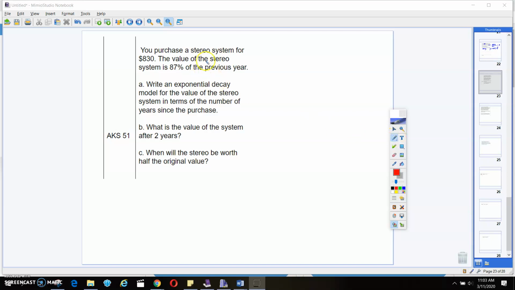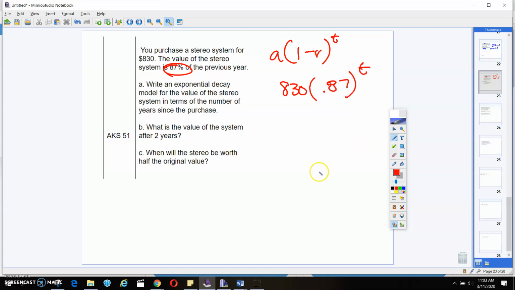Okay, so on this one, you know that it's going to be a decay formula. They're telling you that it's 87% right here. If they tell you a percentage, that's already going to be what this is. So you're going to say 830 times 0.87 raised to the t power, right? And then you're going to plug in 2 years for this one. So this is going to be 830 times 0.87 raised to the second year.